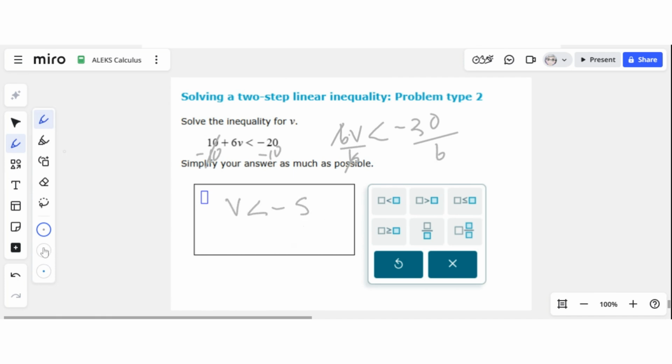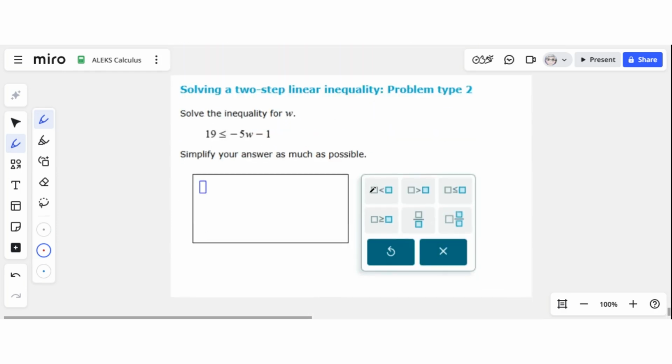I think I'm going to switch to a brighter color here for the next one. All right. This one is slightly more complicated, but we're going to do the same process. The w is our variable here. It's over on the right, and I've also got this other term, this negative 1. That's the one I want to get rid of first, so we're going to add 1 to both sides. So that gives me 20, and then we've got less than or equal to, and then I've got negative 5w.